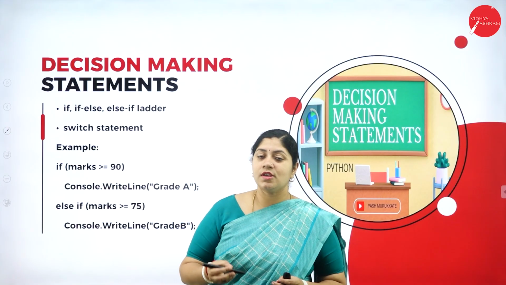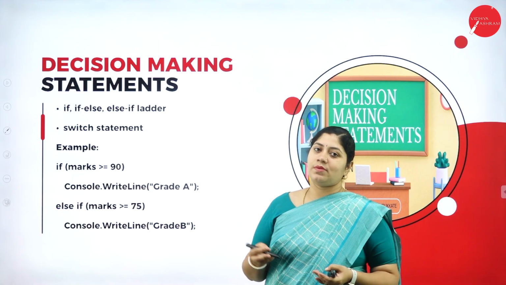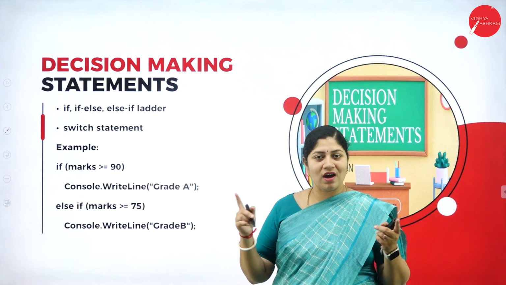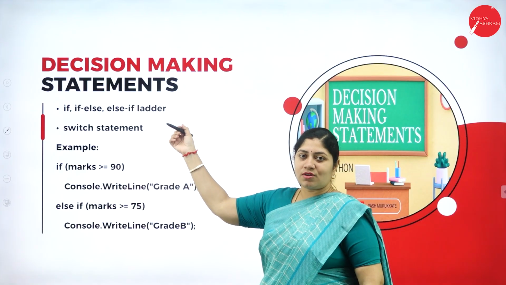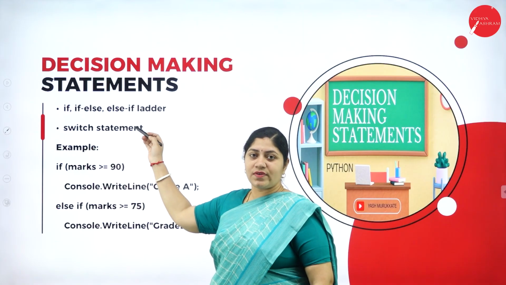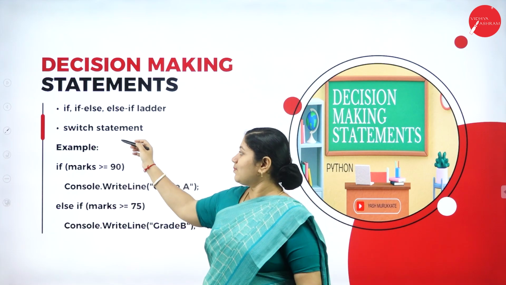Up next, let's see what are the different kinds of decision making statements we have under C#. So absolutely, the decision making statement starts from our if loop, correct? It will start with if loop, and we also can use if else, else if ladder, or even we can go with the switch statements.